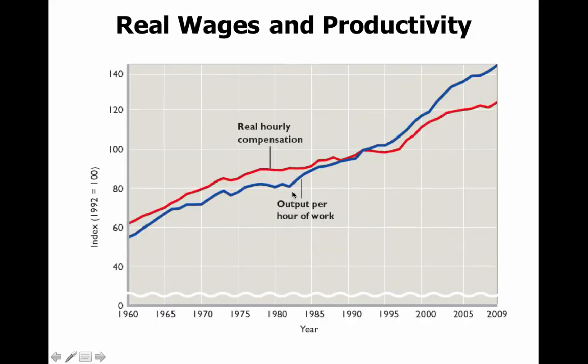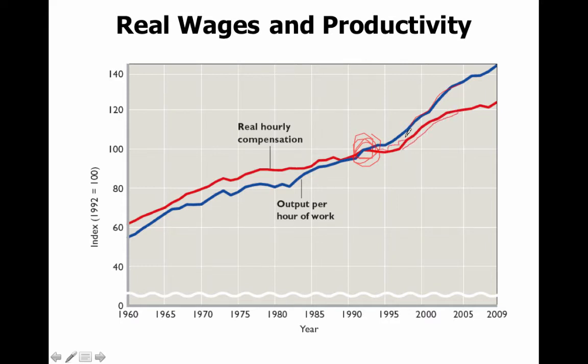Now, here's kind of an interesting thing. What you'll notice is output per hour of work used to be below hourly compensation, but it no longer is. So in the 90s, when the internet really started to boom, since then we've noticed that as capital is doing more work, right, robotics and the internet and that sort of thing, output, we are so much more productive than we used to be, and our wages are lagging behind.